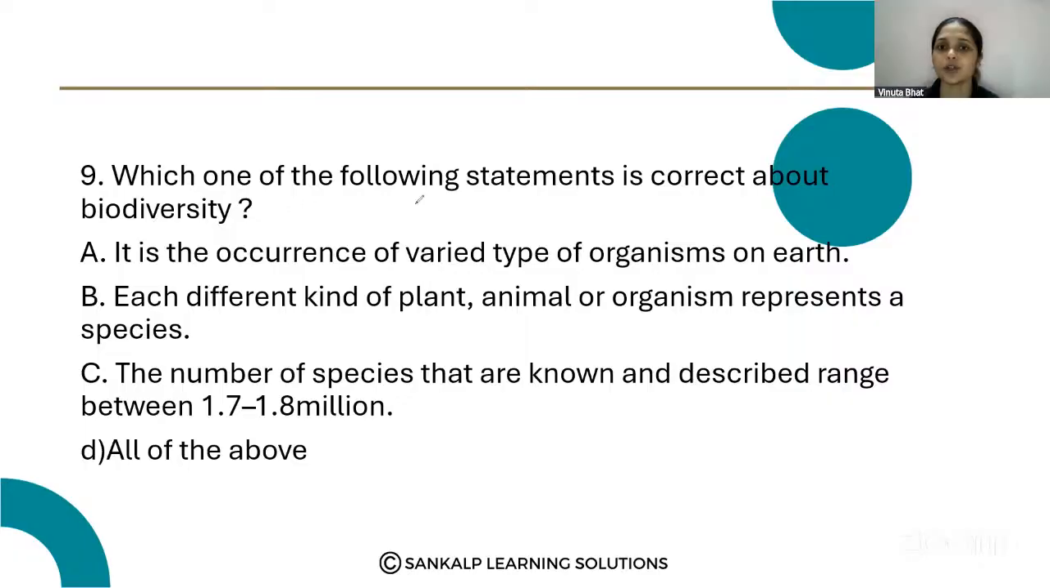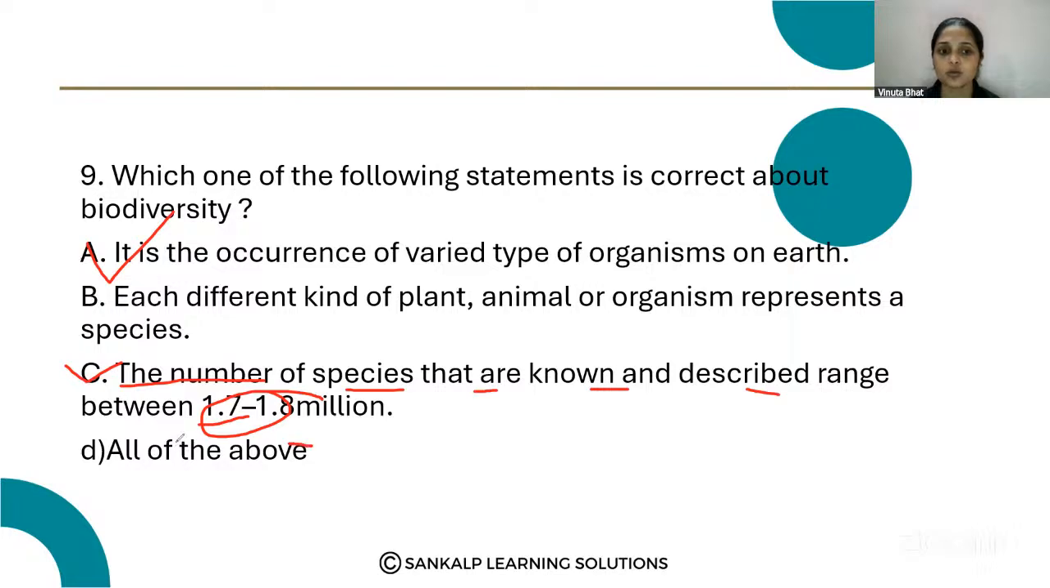Which one of the following statements is correct about biodiversity? Yes, it is the occurrence of varied types of organisms on earth. Yes, that is also a correct statement, that we studied. And see the third statement, the number of species that are known and described ranges from 1.7 to 1.8 million. Yes, this sentence also we studied, right? So these two statements are correct.